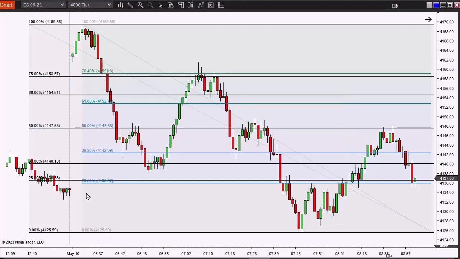So now, instead of our Fibonacci ratios of 23.6, 38.2, 50, by the way, 50 is not even a Fibonacci ratio, 61.8, 76.4, and of course 100% retracement. Now we have our quarters and thirds, which has nothing to do with Fibonacci whatsoever. So it's kind of hard to see there, but it's 25%, 33%, 50%, 66%, 75%, and 100%.